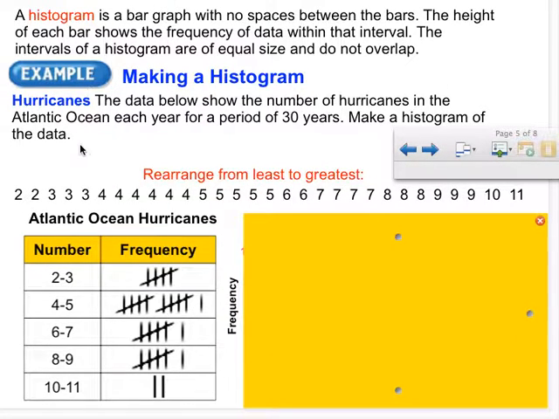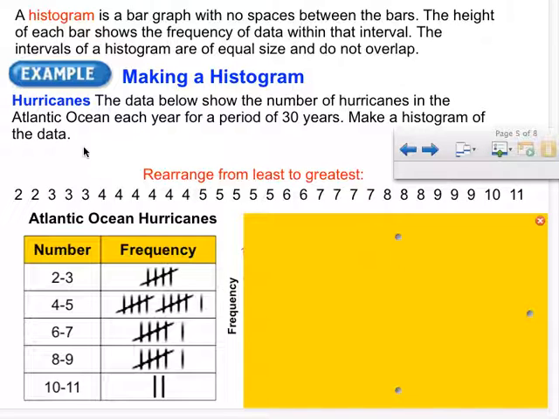Actually, I'm going to read since I'm putting this up on the message board. A histogram is a bar graph with no spaces between the bars. The height of each bar shows the frequency of data within that interval. The intervals of a histogram are of equal size and do not overlap.